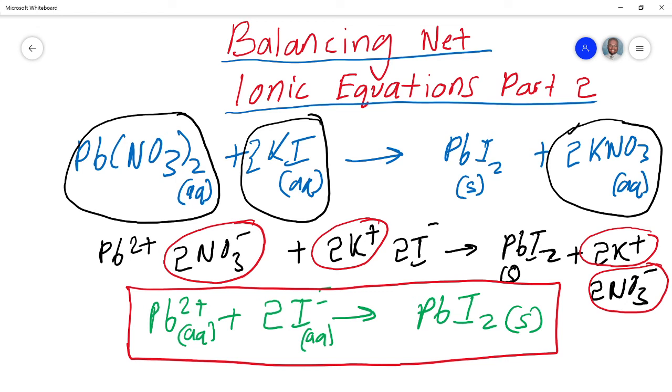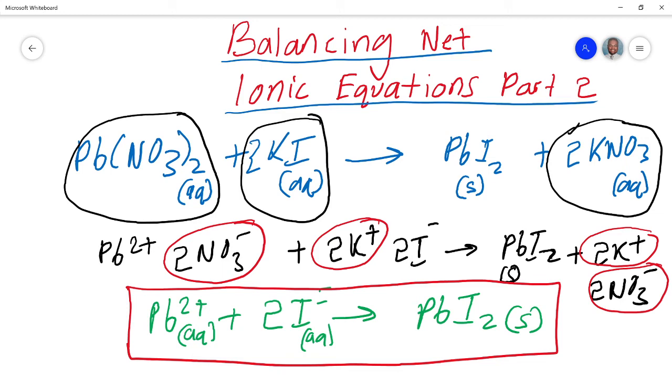So lead(II) nitrate and potassium iodide, you react them together, they are going to form lead(II) iodide, which is a yellow precipitate, and potassium nitrate. All right, so that splits up. So that's how we work on net ionic equations, particularly in this example, which is an example of what we refer to as a precipitation reaction or a double displacement reaction.